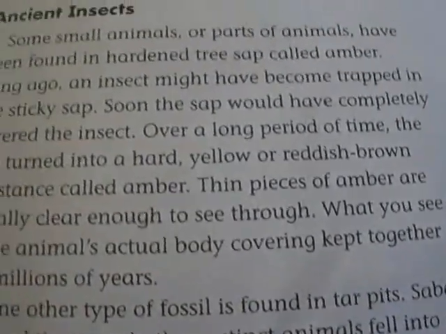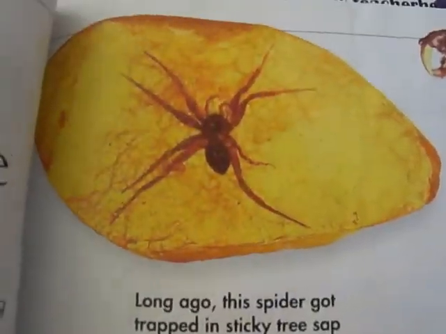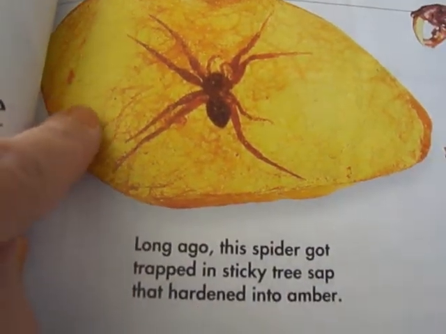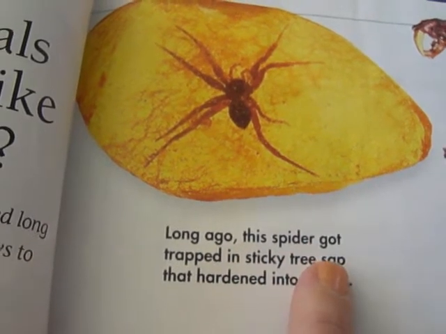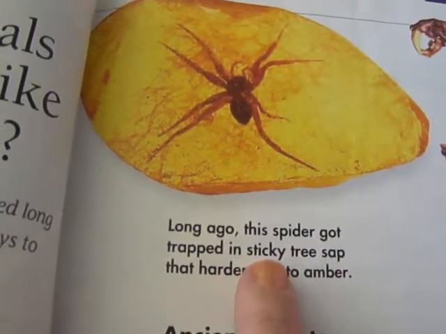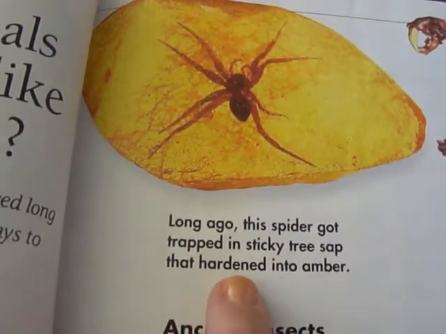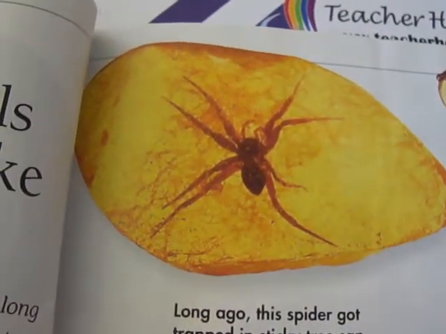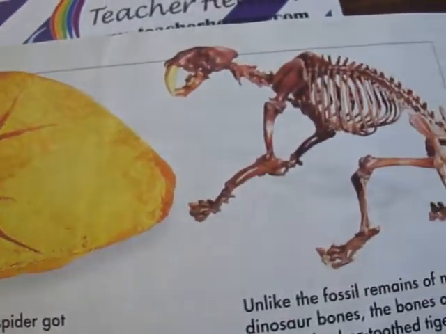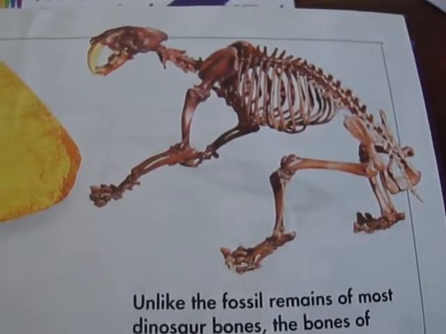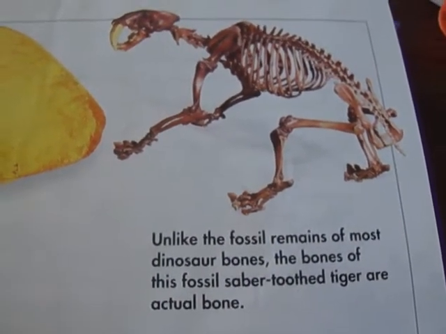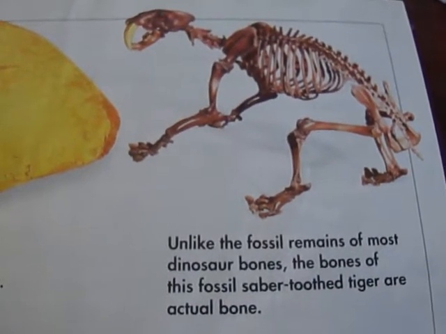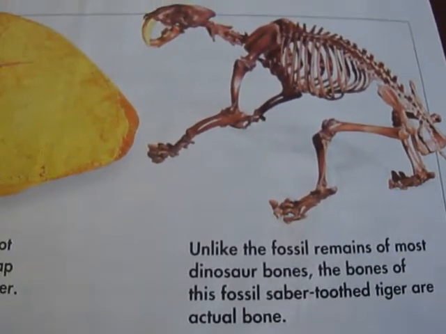And then we have some pictures up here. Here is an animal stuck in amber. Long ago, this spider got trapped in sticky tree sap that hardened into amber. Unlike the fossil remains of most dinosaur bones, the bones of this fossil saber-toothed tiger are actual bone.